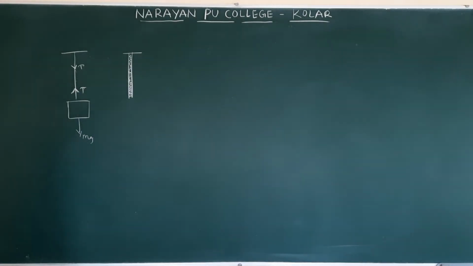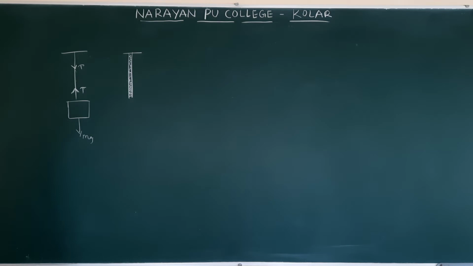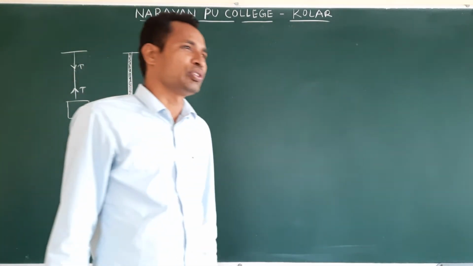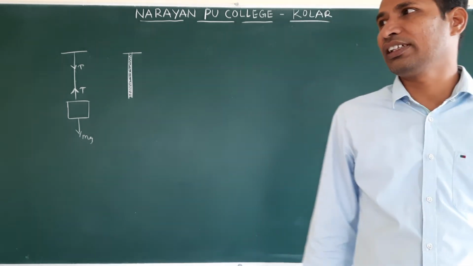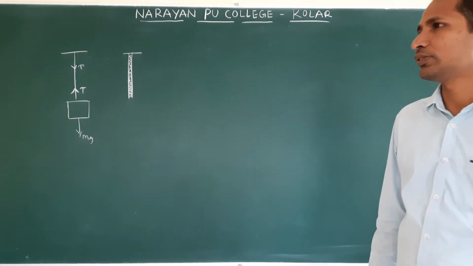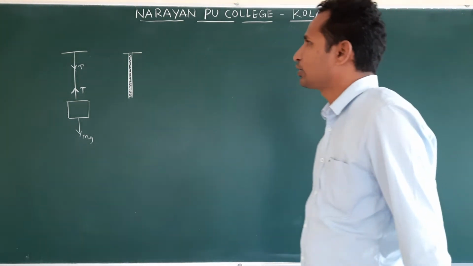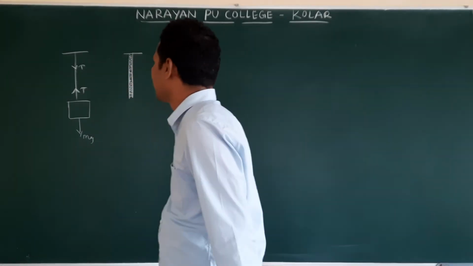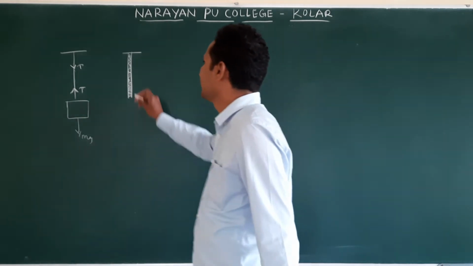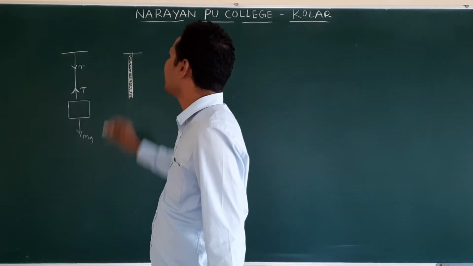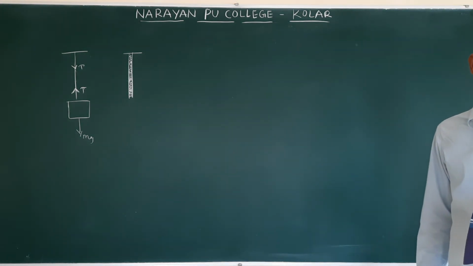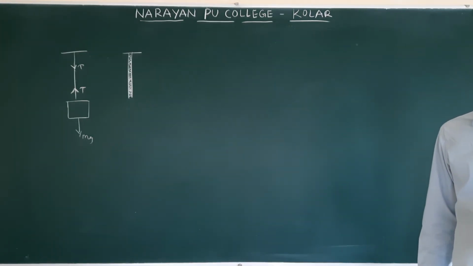But in the ideal case, don't ask, sir, each particle possesses mass, so how do you say it's massless? That's not a question here, it's an ideal case. So that's why tension is the same at each and every point. But if the string possesses mass, tension is not the same at each and every point. It will not be distributed uniformly.